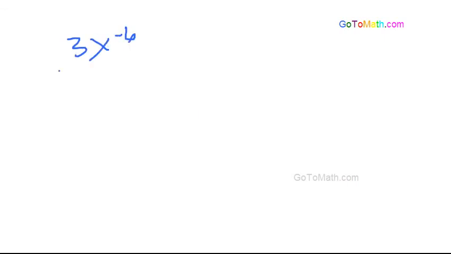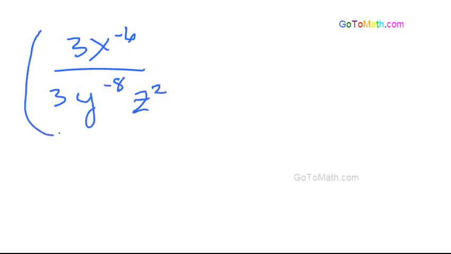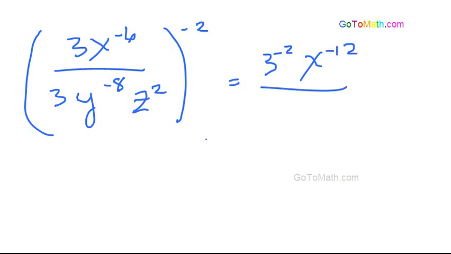3x to the negative 6th over 3y to the negative 8 and z squared, and this is all raised to negative 2. Okay, so we're going to have 3 to the negative 2, so negative 6 times negative 2 is negative 12 over 3. Oh, we could have just canceled that out. We'll do that here in a second. I didn't see that. And so we have negative 8 times negative 2, so that becomes y to the 16th, and then 2 times negative 2, so that's negative 4.